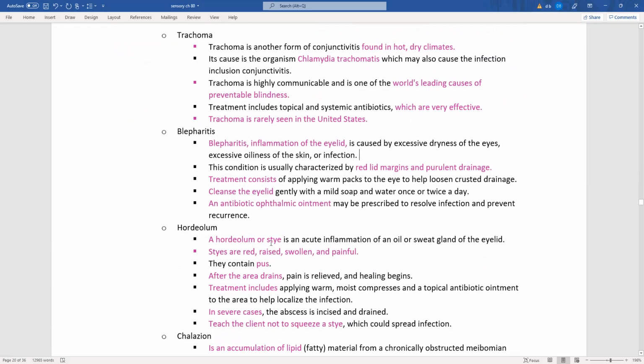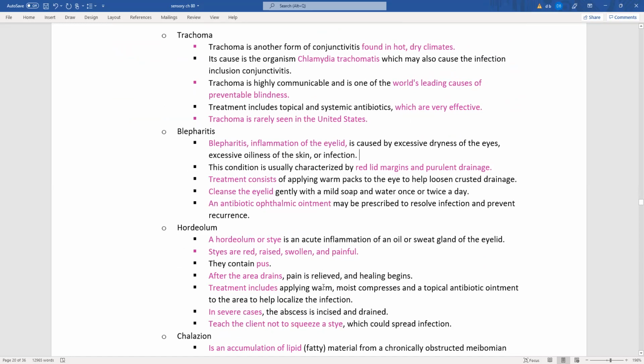Hordeolum, or I don't know why they call this. It's a sty, baby. It ain't nothing but a sty. It's an acute inflammation of an oil or sweat gland of the eyelid. Styes are red, raised, swollen, and painful. They contain pus. After the area drains, pain is relieved and healing begins.